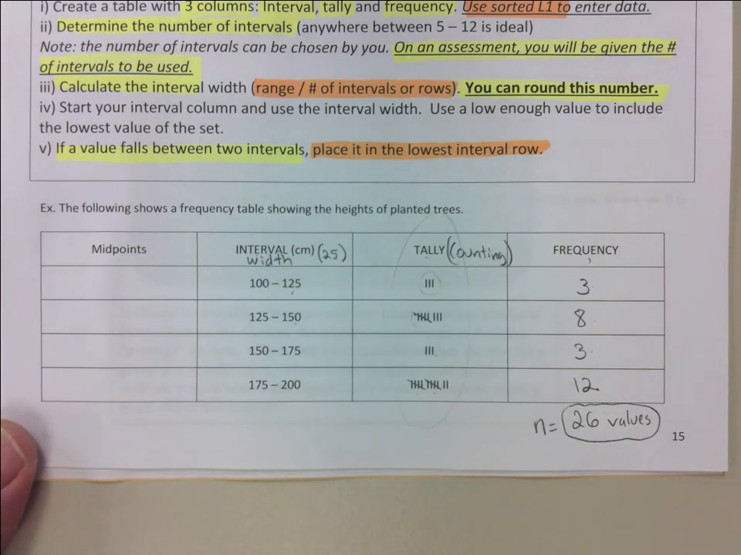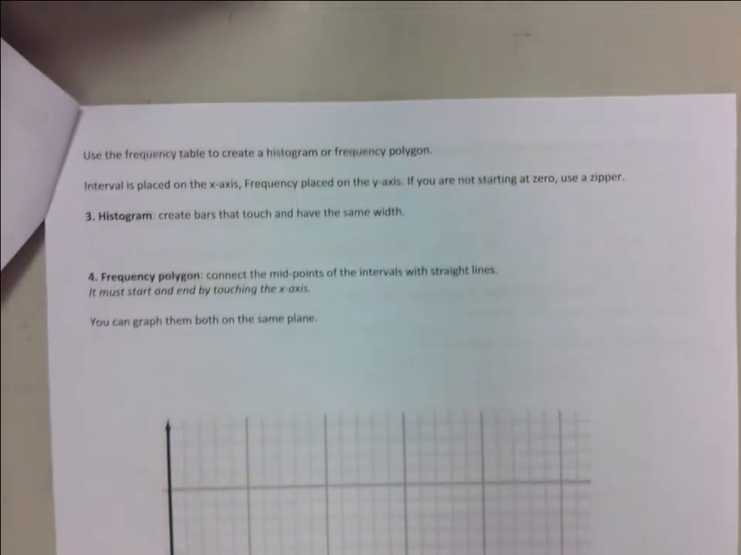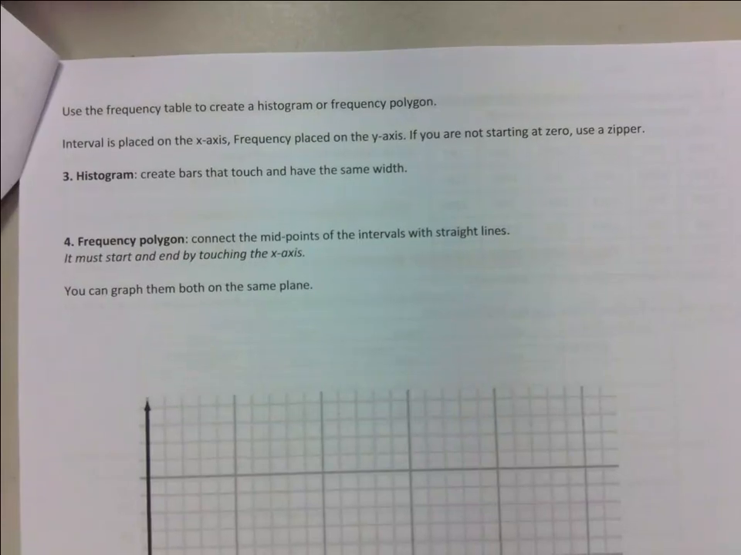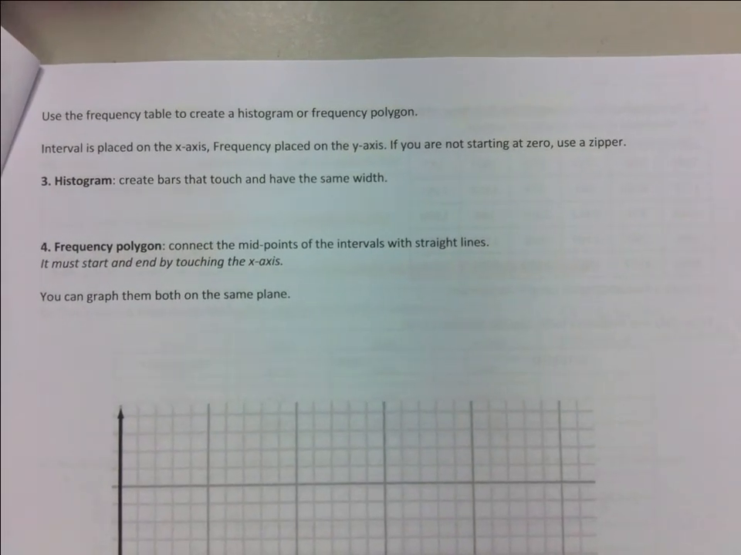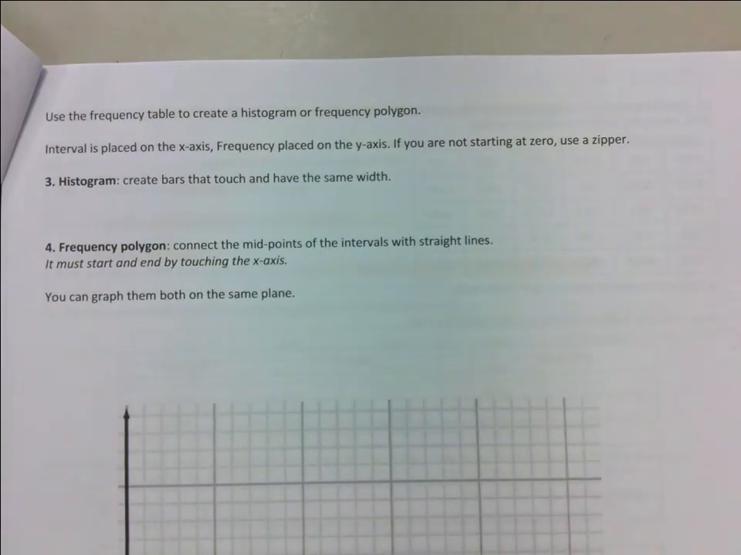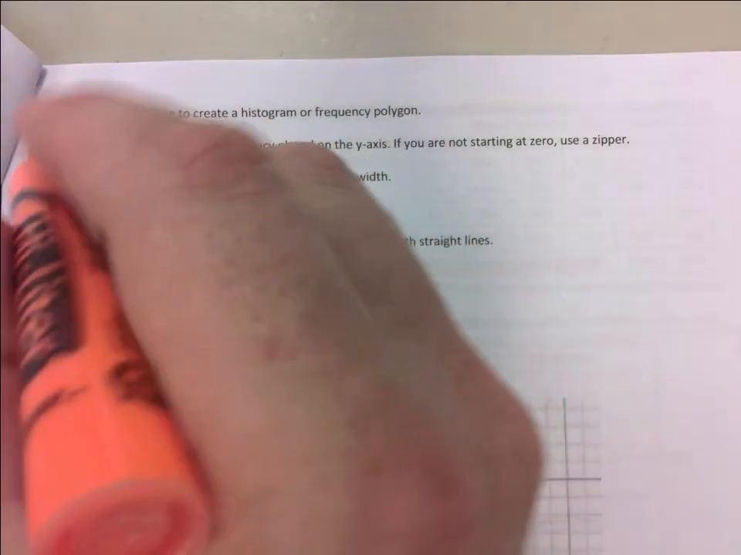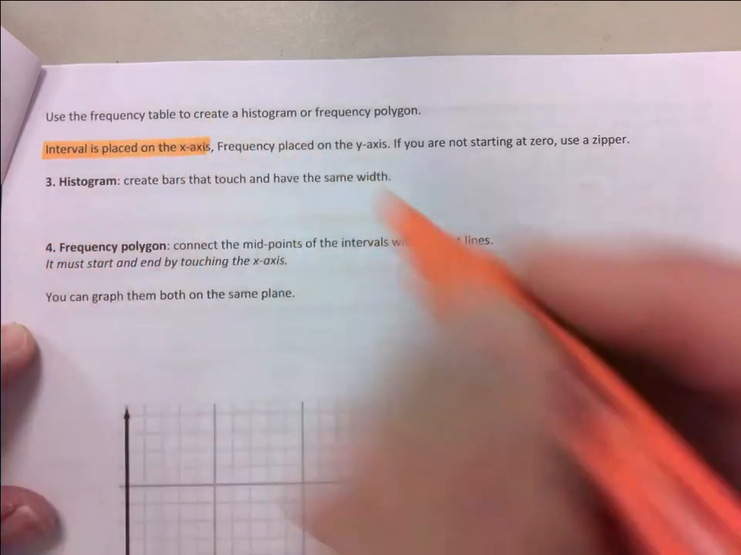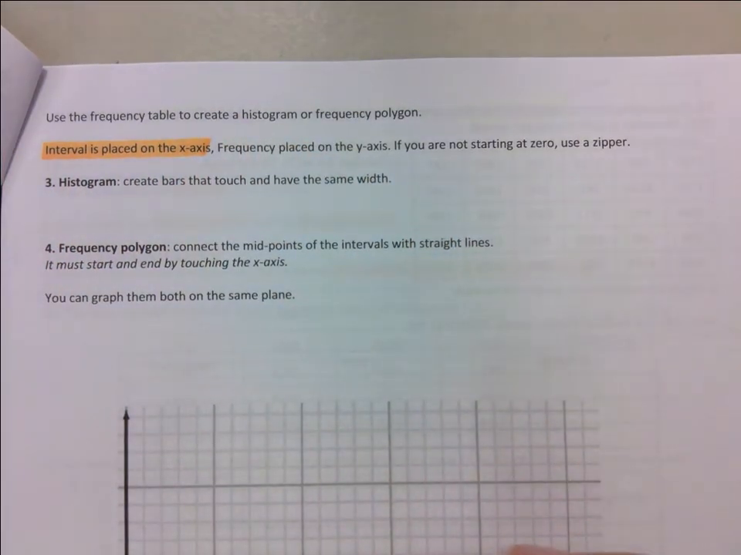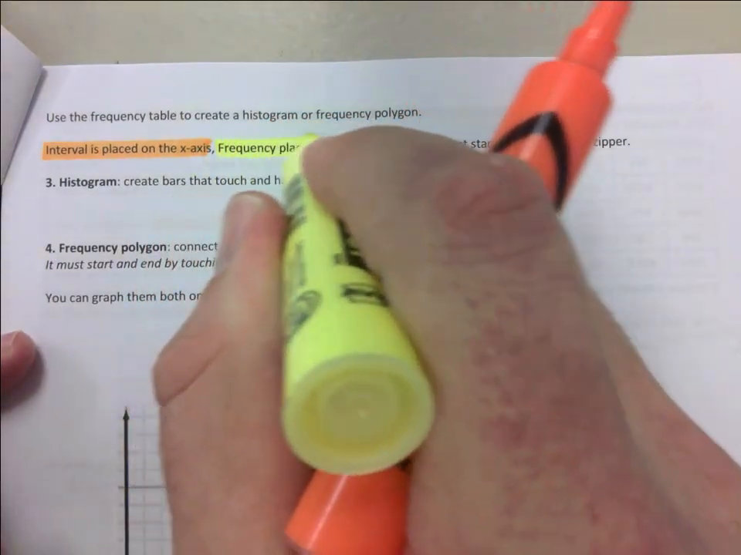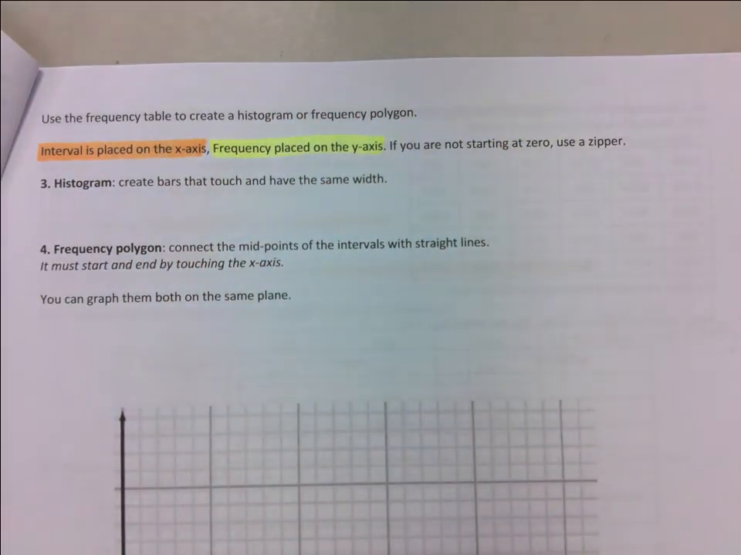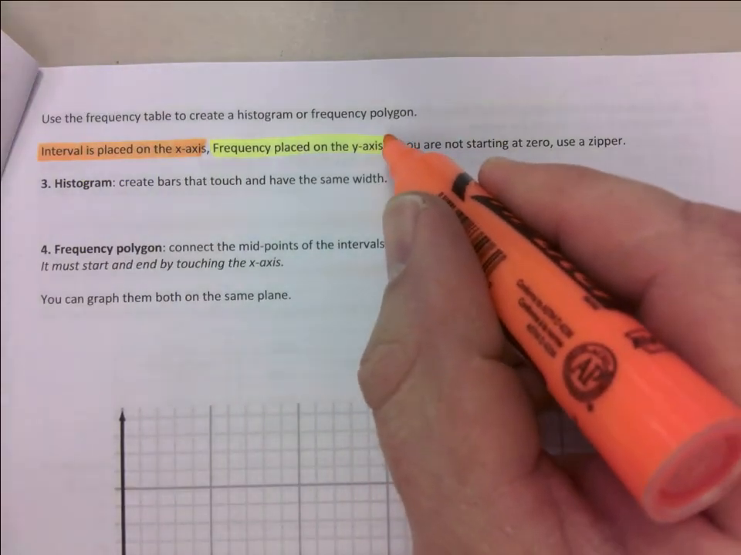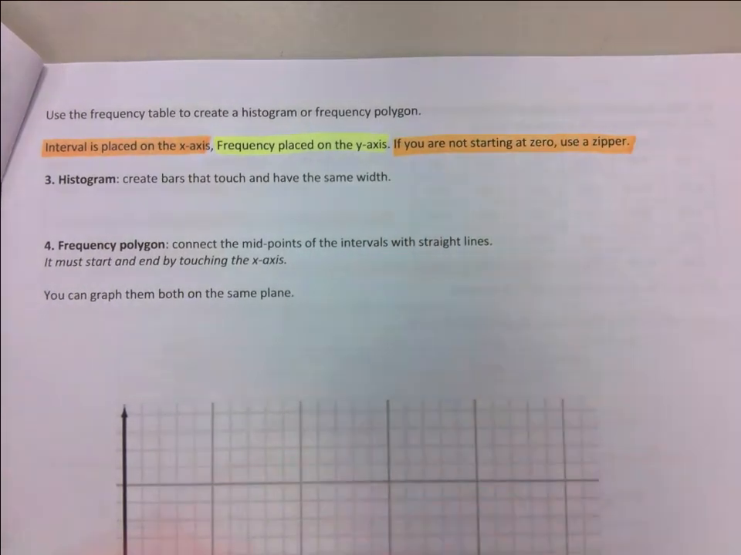Then we go to 16. It says use the frequency table to create a histogram or a frequency polygon. Highlight this part, okay? The interval is always placed on the x-axis, while the frequency is always placed on the y-axis. If you're not starting at 0, use a zipper. You only use that in stats. You don't use that in any other.